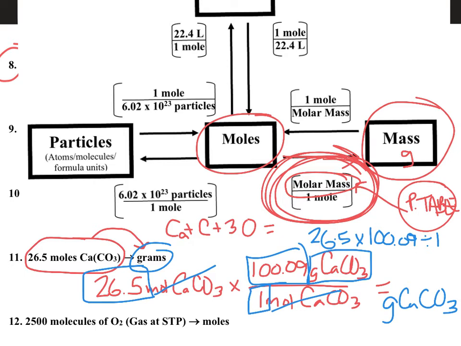Once I throw that in my calculator, I end up getting a fairly decent sized number, 2,652.39 grams of calcium carbonate. So I converted my moles all the way over to mass, and I got my answer. Let's move on to 12.